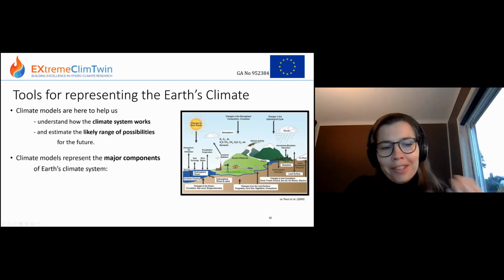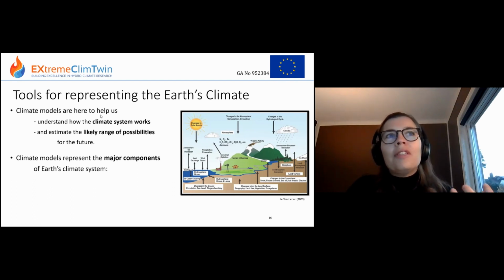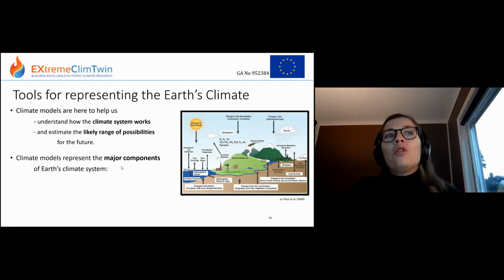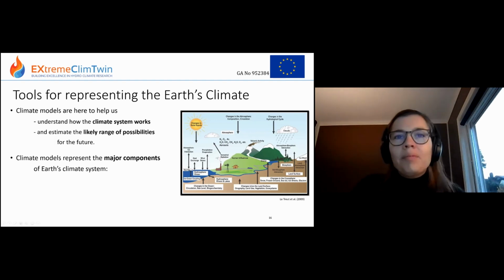But of course, one important aspect of the climate models is that you want to estimate the likely range of possibilities for the future. So we want to know what the potential climate, what the potential futures are for us. And that's how you use those climate models, and they represent the major components of the climate system, as we see here on the right side.